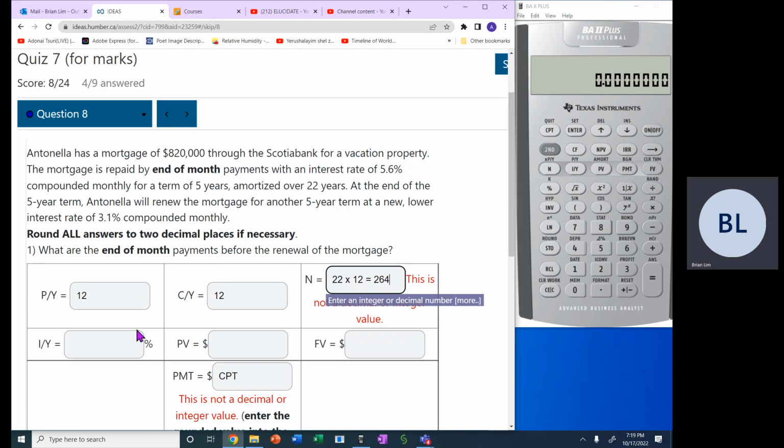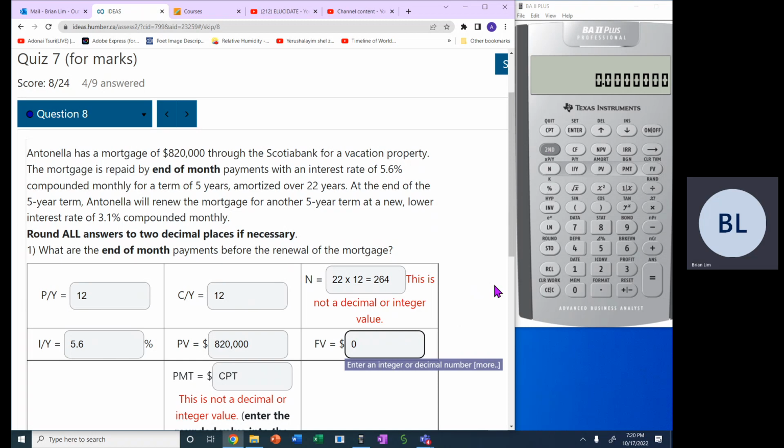Right, and now what else do we need? We need the interest rate, and that is 5.6%. Let's insert it in there, 5.6. Present value is the mortgage, which is $820,000. The future value will be 0 because we are intending to pay off the mortgage. Okay, so let us start.